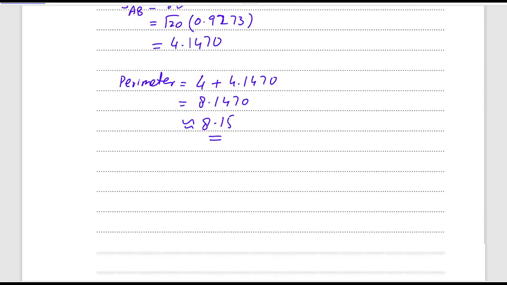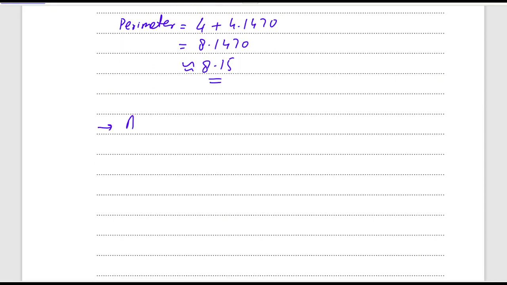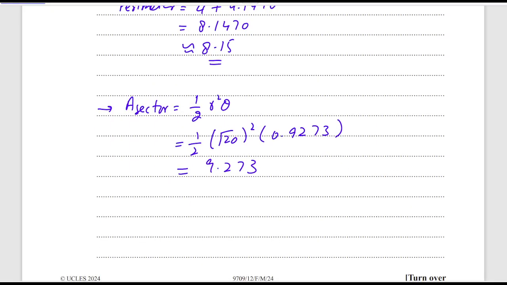Now the shaded region is the area of the sector minus the area of the triangle. The area of the sector, using the formula 1 by 2 r squared theta, is equal to 1 by 2 times the square root of 20 squared times theta, which is 0.9273. Using a calculator, this equals 9.273.